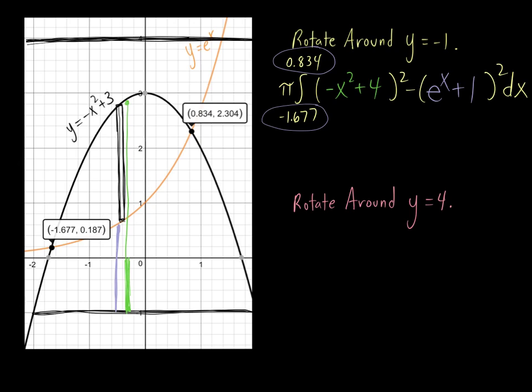Not a big deal. So let's set up what's true every time. We have a pi. In this case, we still have the same x values for our limits of integration. We have a big radius that we need to figure out squared. We have a little radius that's going to be squared, and it's still going to be dx. The only two questions is what are these radii if the axis of revolution is up here at the top of the graph going around y equals 4.